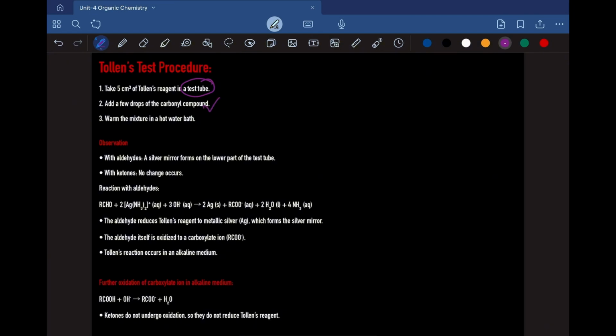The first thing I want you to understand is that this Tollens' test is also an oxidation. We have also said previously that ketones do not get oxidized, so please remember that particular thing as well.